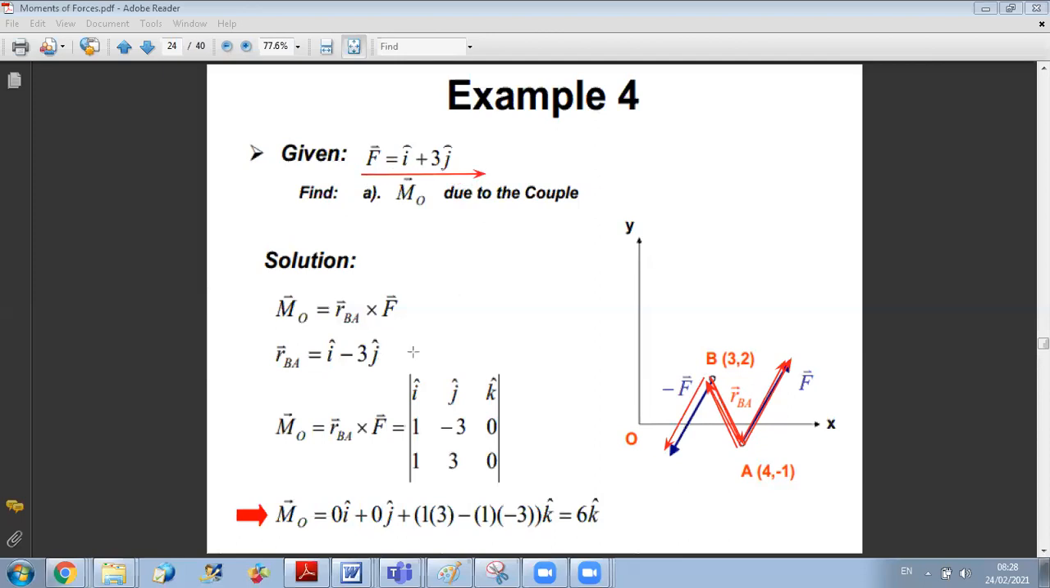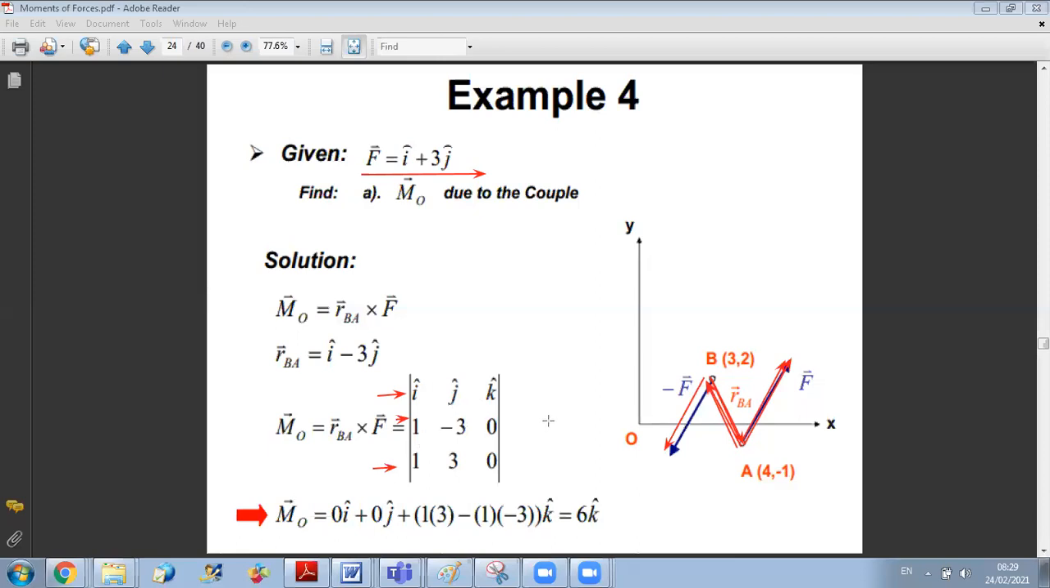So here, to do the vectorial product, I can do the matrix form. So it's IJK in the first line. The second line, components of vector BA, which are 1, minus 3, 0. And third line, components of F vector, which is 1, 3, 0. And now I do the vectorial product.